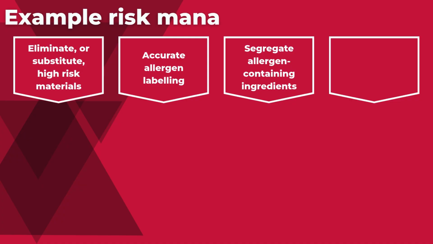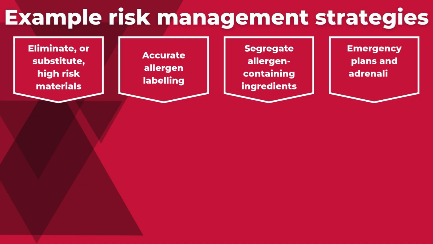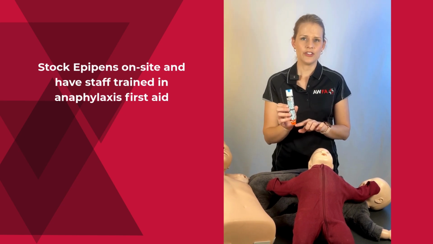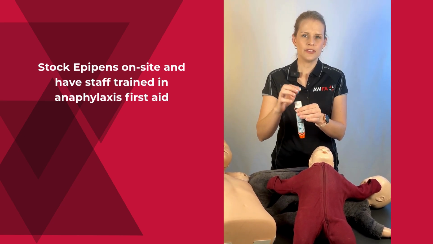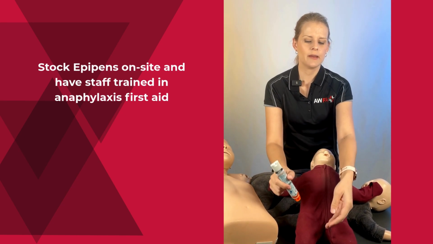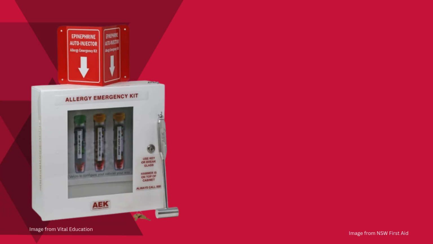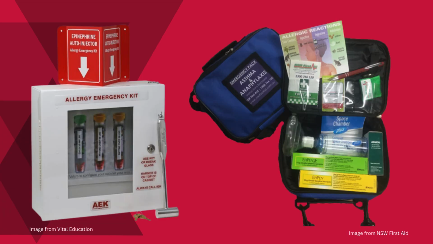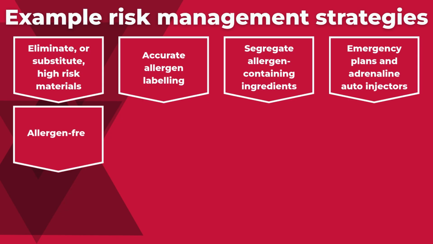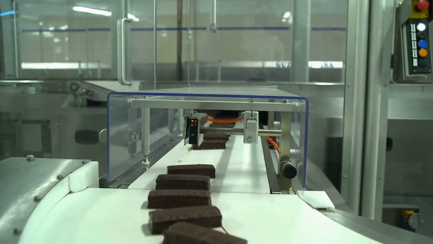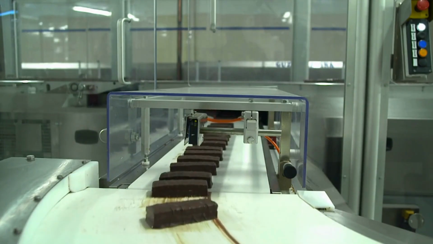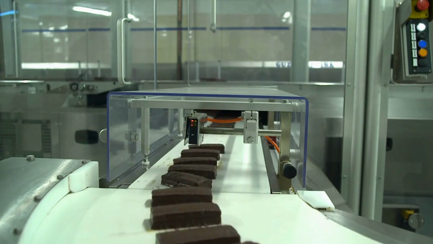The organisation must have emergency plans and adrenaline auto-injectors on site. Stock and maintain these where permitted, and train staff in their use and in first aid for anaphylaxis. For example, a school campus or corporate office may keep EpiPens in first aid kits and run annual anaphylaxis management drills. Designate allergen-free zones. Create allergen-free zones in cafeterias, production lines, or shared kitchenettes.